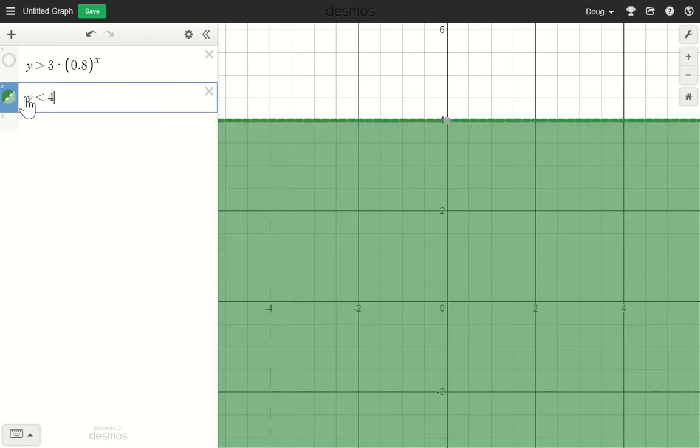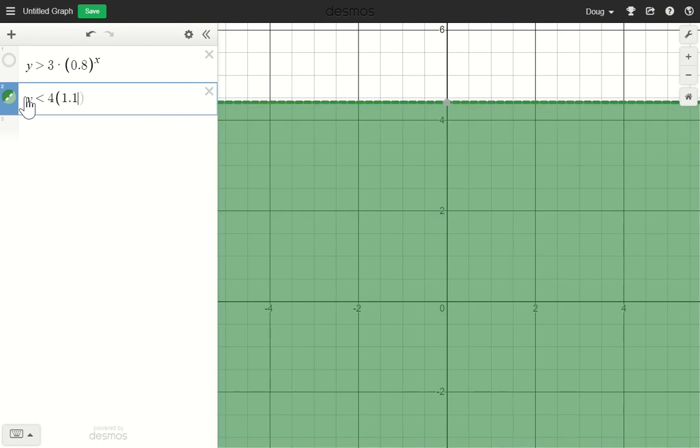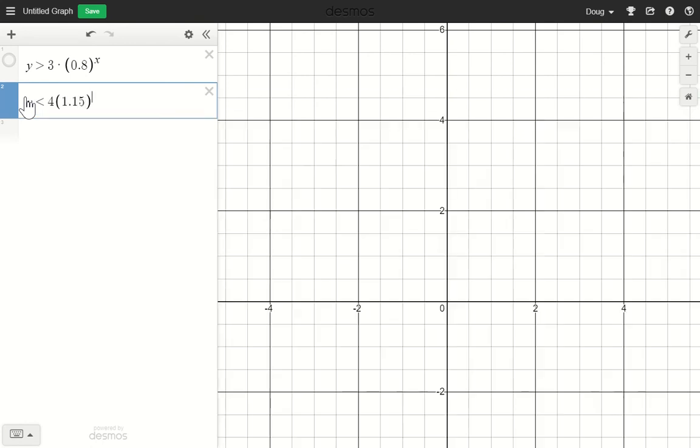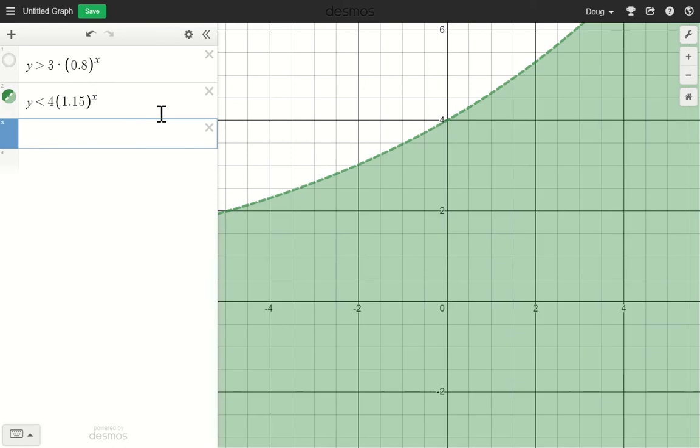Let's consider y is less than 4 times 1.15 raised to the x power. Now, interesting. If you look at this, we're starting at 4, so I know we're going to begin here, but because my multiplier is greater than the number 1, I know that this is going to be growing. In fact, this shows growth of 15% each time x increases by 1. The other one shows a decrease of 20%. So I know that we're multiplying by 0.8, which means 80% of what I had remains, so therefore 20% is going away. So if I hit the x power, you can see there's growth.